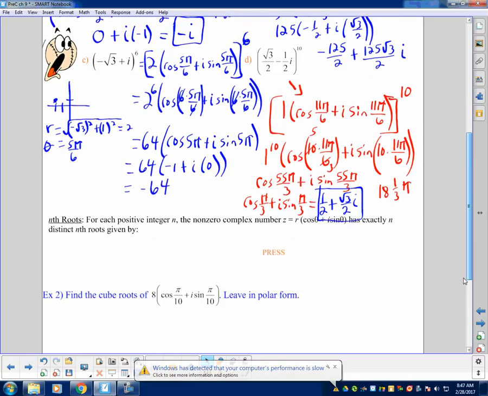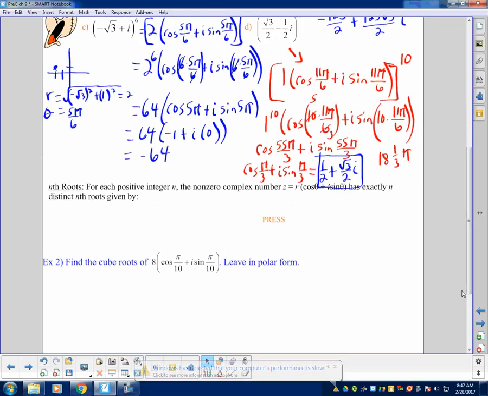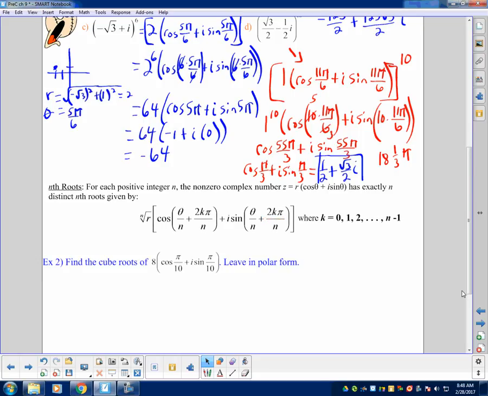So nth roots: for each positive integer n, the non-zero complex number z equals r cosine theta plus i sine theta has exactly n distinct roots given by the following formula here. The nth root of r. We'll break this down. It's not as scary as it looks. It's really just the same as the theorem I had at the top of the notebook. It's just that there's more than one answer when you're taking roots.